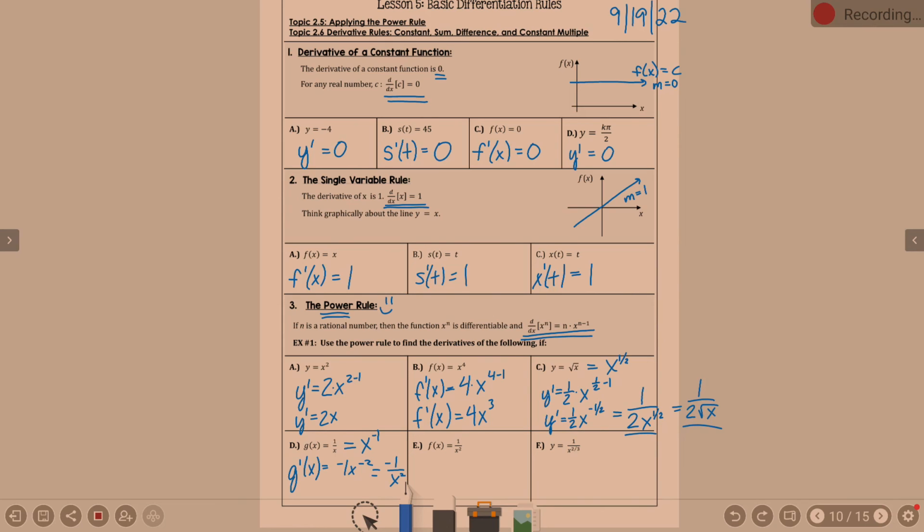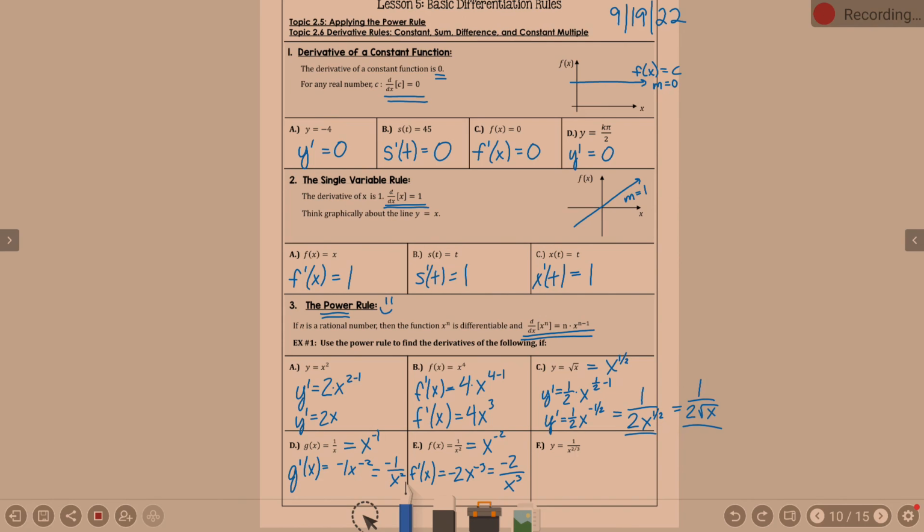Well, do we have a derivative rule for a fraction? No, but 1 over x squared is x to the -2. So, f prime of x, what you got? -2x to the -3, which is going to be written as -2 over x to the third.